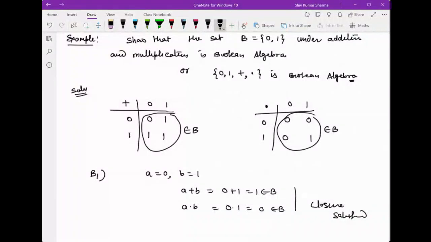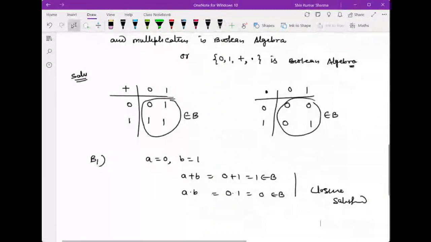You can take the same element, that means you can take A equal to 0, B equal to 0, or you can take A equal to 1, B equal to 1. Because we constructed the table, this table shows that commutative, associative and distributive are satisfied. No need to do the same thing again and again.